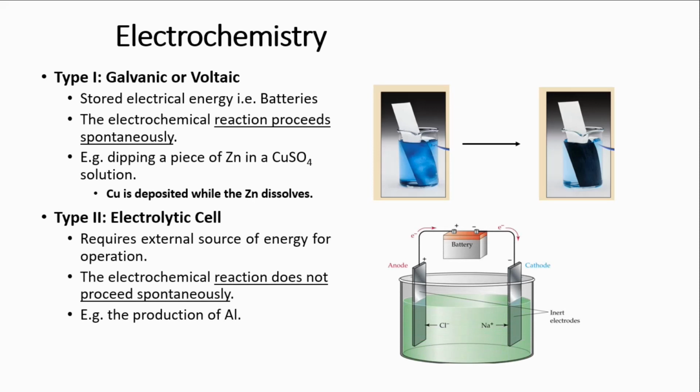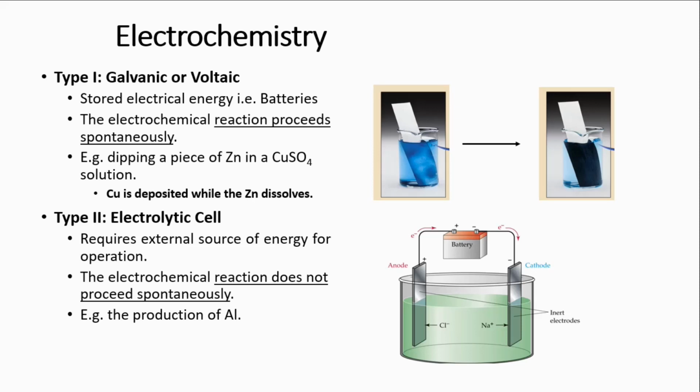Now we have the electrolytic cell, as mentioned earlier. The main thing you must understand about the electrolytic cell as compared to the galvanic cell is that in the electrolytic cell, you have a non-spontaneous reaction that is being driven by the input of charge. So the electrochemical reaction does not proceed spontaneously. It is a non-spontaneous reaction, and it is being driven by the input of charge.